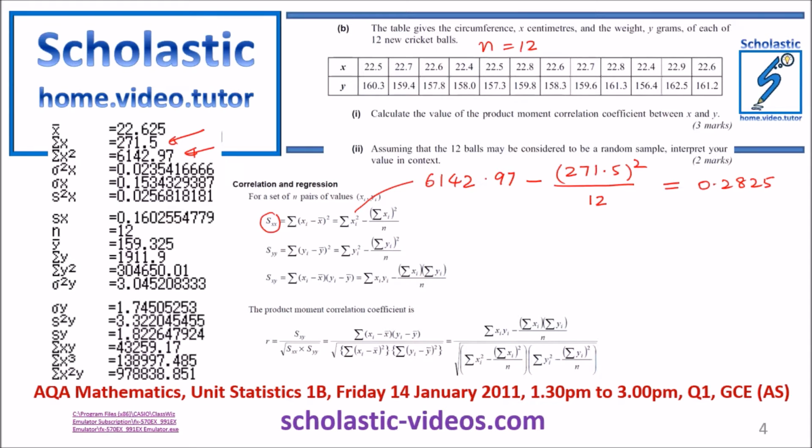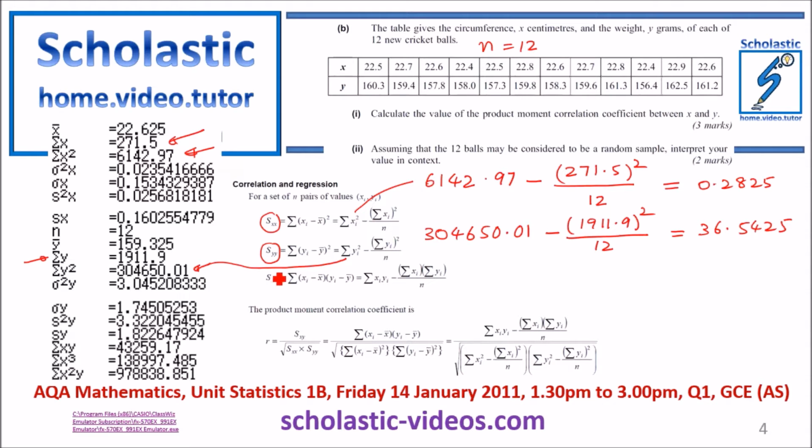The second value is SYY. Similarly, we can substitute for sigma yi squared, that is the value here, sigma yi squared 50.01 minus sigma yi. Sigma yi is here, so that is 1911.9 squared, divide by n, which is 12. When you simplify this, we get SYY equal to 36.5425.